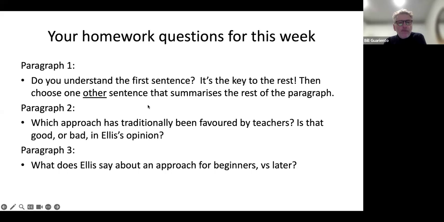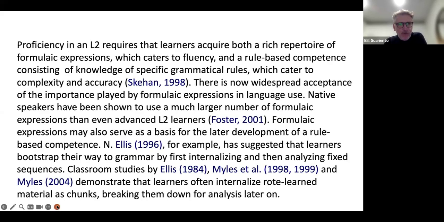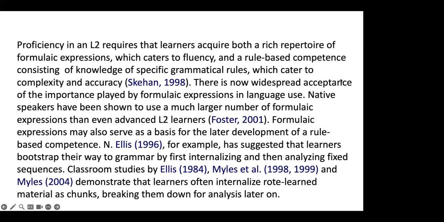So Hala gave a summary of the first sentence. Thank you, Hala. So let's look at the next question. I said, then choose one other sentence that summarizes the rest of the paragraph. So who can tell me what sentence in the first paragraph they have chosen, which is a nice summary of the rest of the paragraph? Who is feeling brave? Mais, which sentence did you choose? I think the sentence which says that formulaic expressions may also serve as a basis for the later development of rule-based competence. I think this is the best.